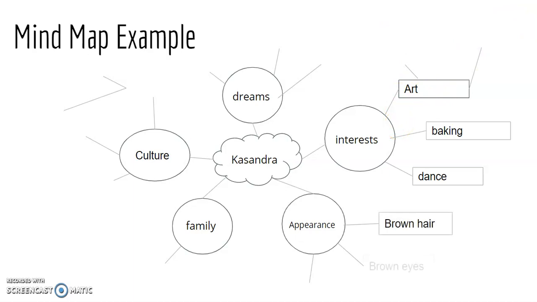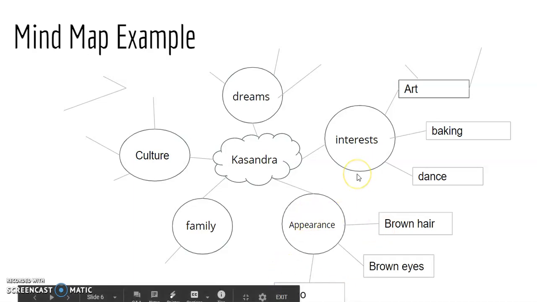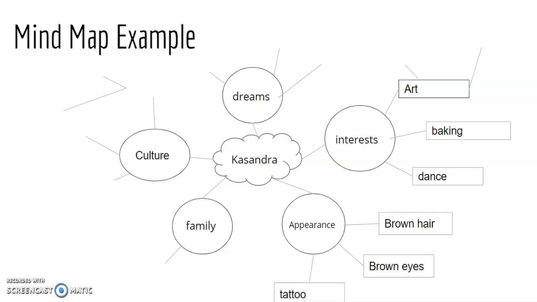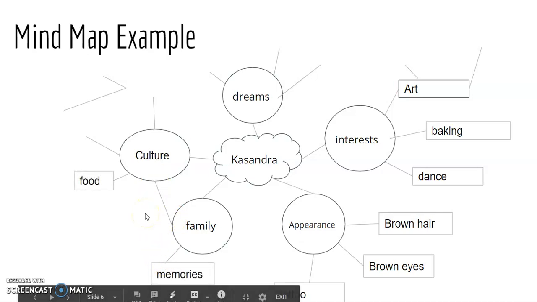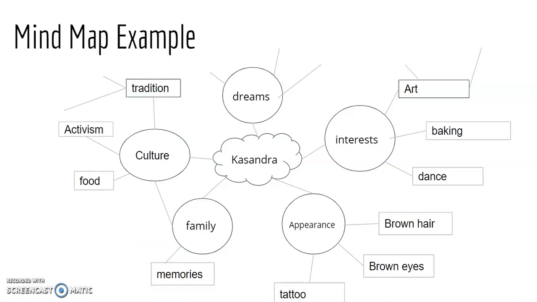Next one, appearance. I just put brown hair, brown eyes, and a tattoo. Just simple stuff if you want to include that. Again, this is a good way to think about how identity can be physical, it could also be metaphysical, or it could also be internal. For family, I realized this can also really connect with culture as well. So I figured I would put a line to connect the two to show that. Also, I put memories for family. Going into culture, I put food, tradition, and activism. Moving on to dreams, I put teach, help, and grow.